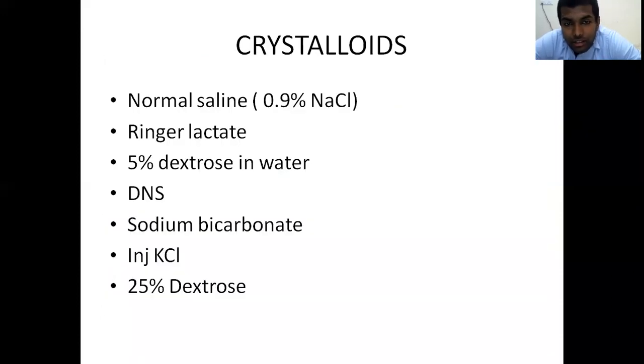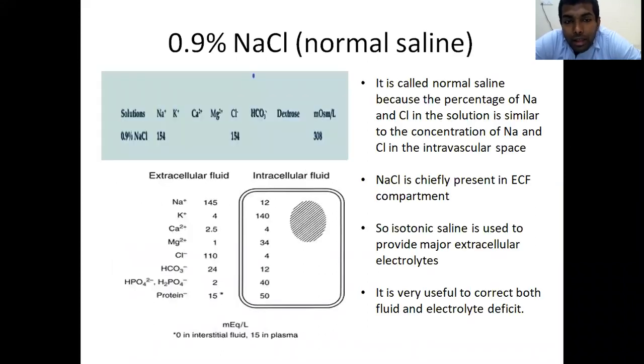Now, what are your crystalloids? Normal saline, Ringer lactate, that is the RL, 5% dextrose in water, DNS, your sodium bicarbonate, injection of KCl, or a 25% dextrose. Now, all these solutions are our crystalloids. These are inexpensive. Now, among them, the important one is your normal saline.